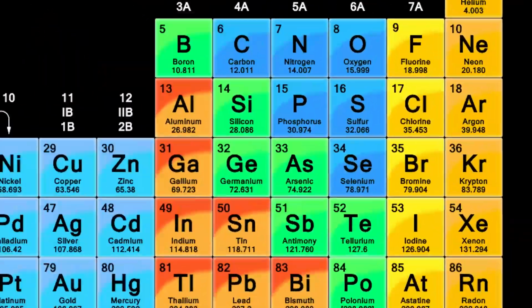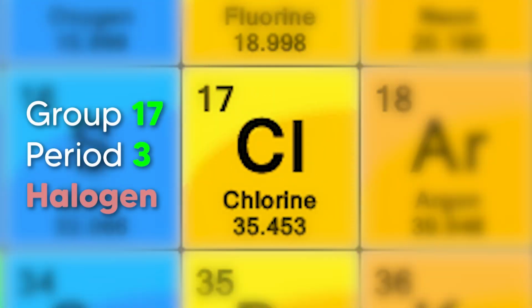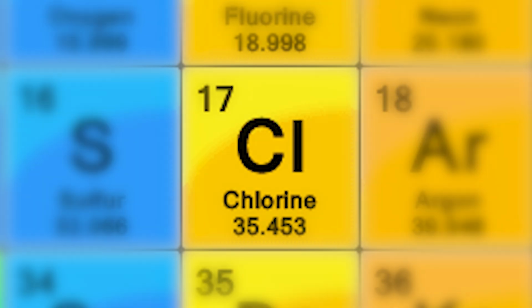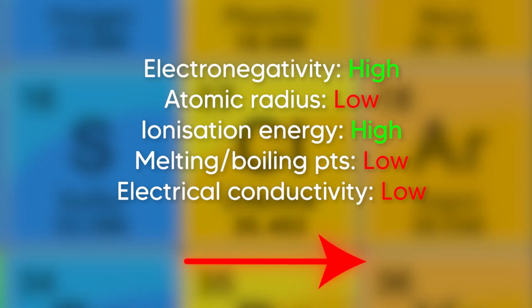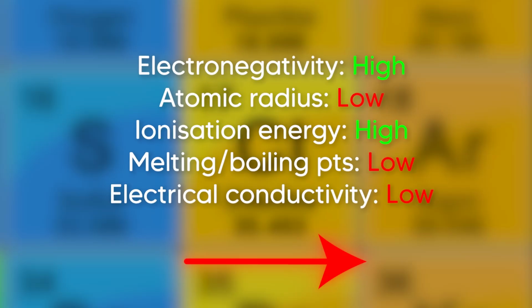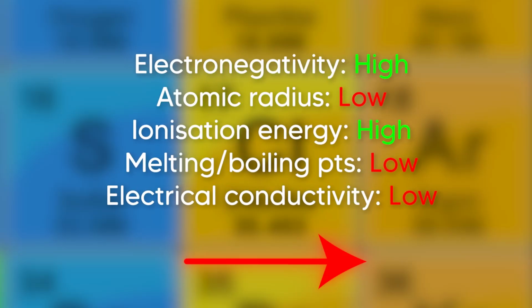Chlorine is in group 17, the halogens, one of the most reactive groups of elements. It's in the third period, meaning it has 3 electron shells. Because of its position on the periodic table, chlorine's properties are influenced by it, possessing certain trends typical of nonmetals, such as its small atomic radius and high electronegativity.